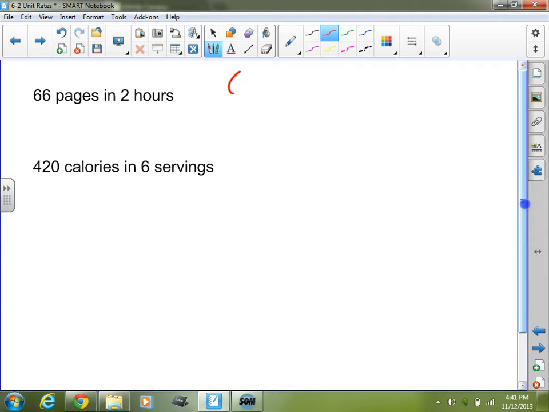Well, I would do the exact same thing. 66 divided by 2, and if you can do this in your head, the unit rate is going to be 33 pages per hour. So 66 pages in 2 hours, if I divide this out, I would get 33 pages in 1 hour.